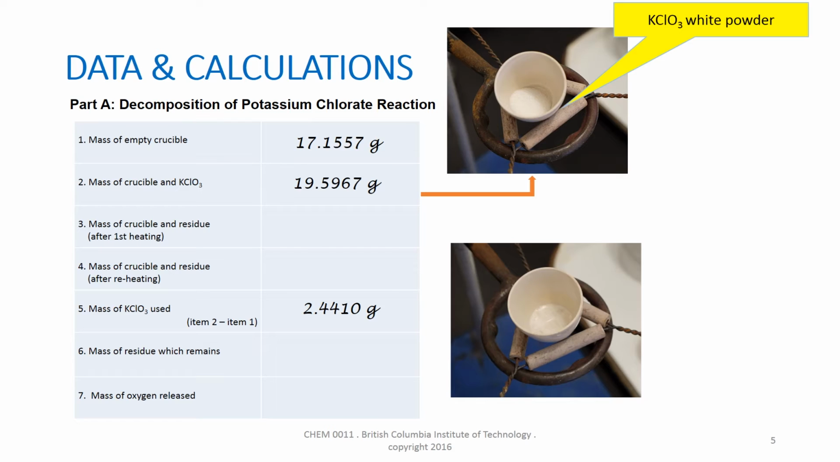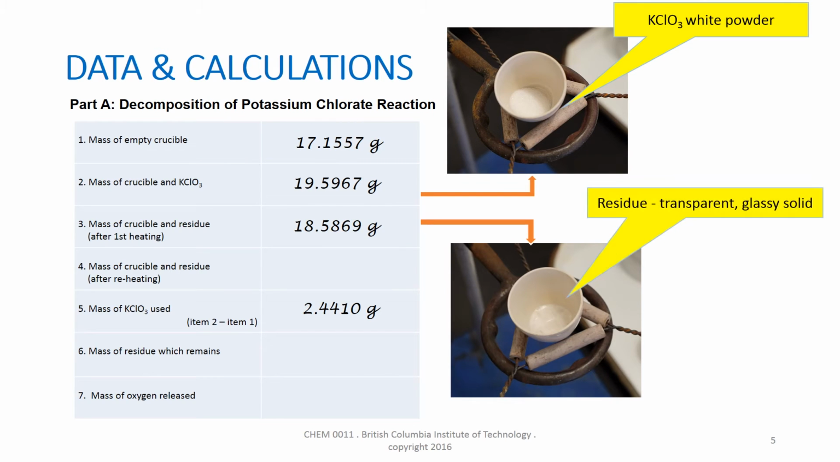2.4410 grams. The potassium chlorate starts out as a white powder. Upon heating, bubbling occurs. After the first heating, a residue remains in the crucible. The residue is a transparent, glassy solid. Item 3 shows that the mass of the crucible and the residue after the first heating is 18.5869 grams. To ensure that the potassium chlorate is completely decomposed, a second heating is carried out.